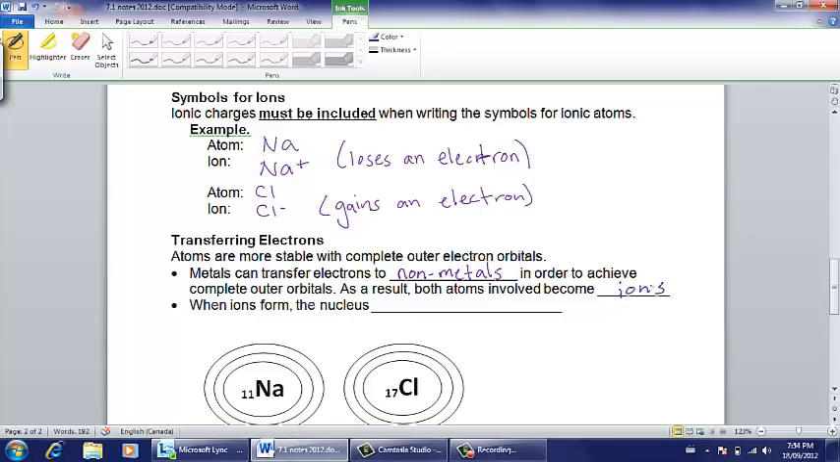When ions form, the nucleus does not change. Nothing happens to the protons and the neutrons. It is only the electrons that are involved.